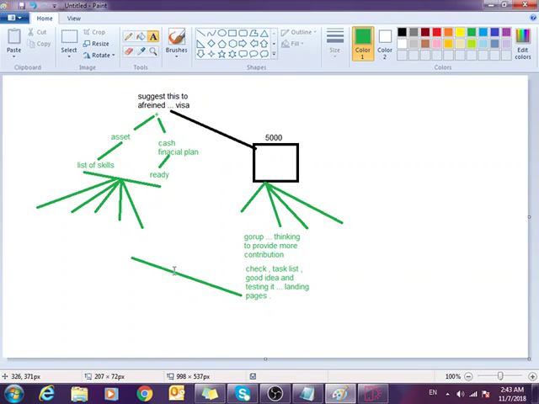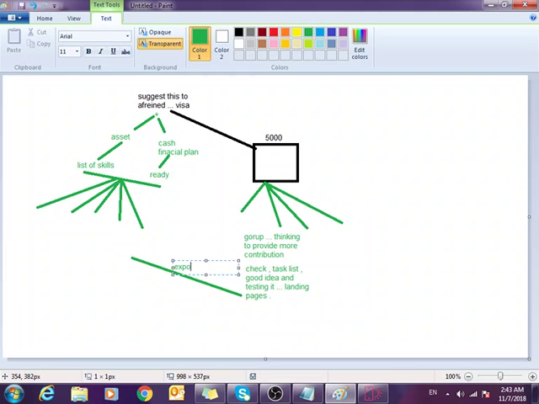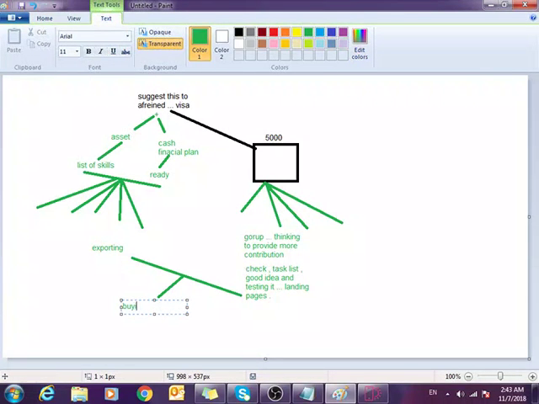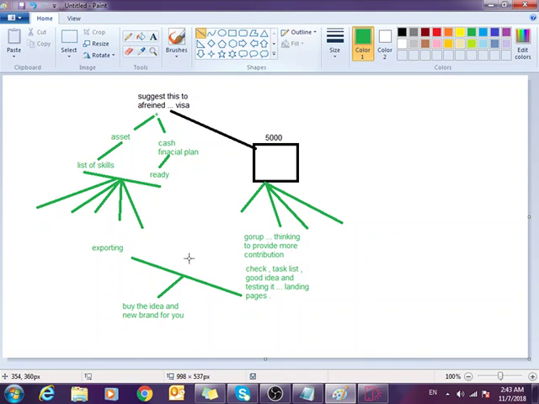right? Now they are exporting these ideas here, okay? They are exporting. In the middle, do you see in the middle here? In the middle, you can buy the idea and brand it, a new brand. A new brand for you. This is the mastermind, and not just you. Not just you.